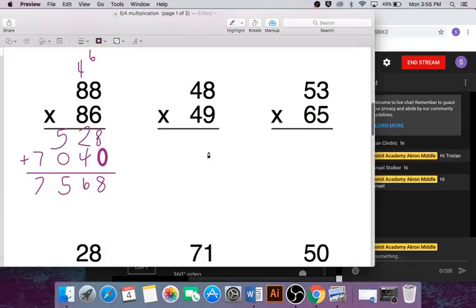Okay, this is going to be the last problem we're going to do. We have 48 times 49. So we start with 9 times 8. 9 times 8 is 72. So we put down the 2. We carry the 7.